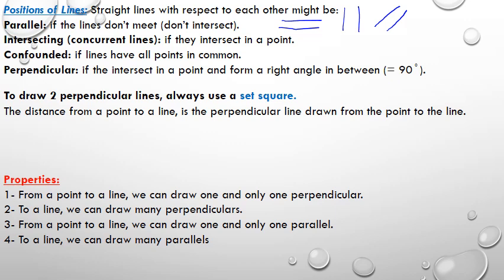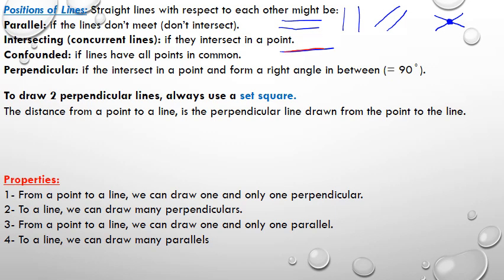Intersecting or concurrent lines: if they meet in a point, this is a line and this is a line, they intersect in this point, so we call these intersecting or concurrent lines. Confounded lines: if lines have all points in common. This is the first line and this is the second line. These two lines, the blue line and the red line, we call them confounded lines.